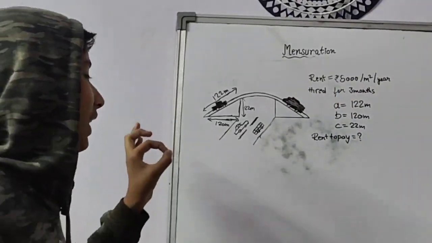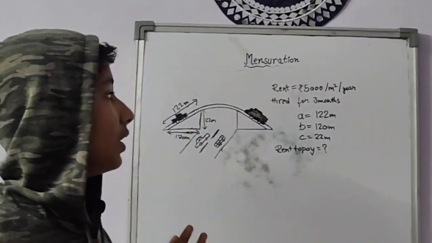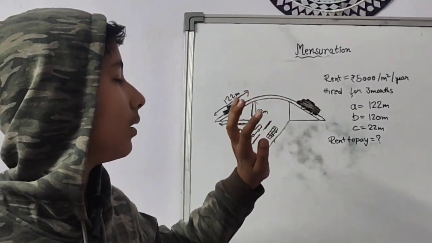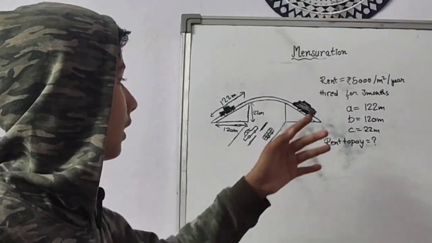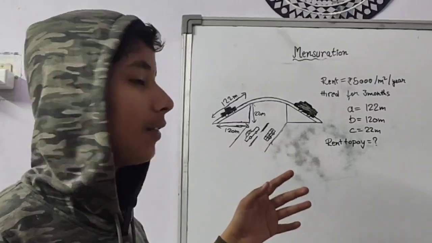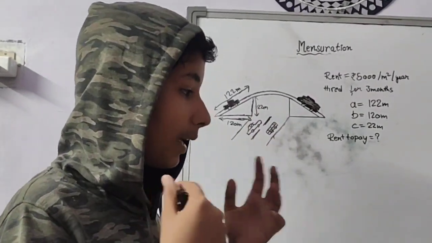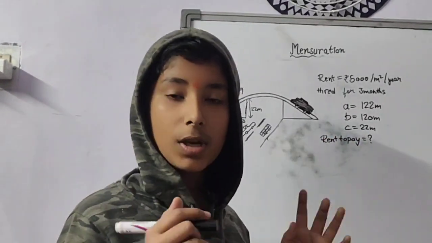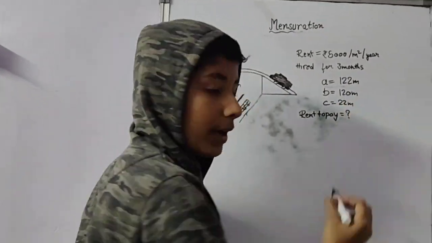We have to find the area, multiply it by 5,000, and find the rent for the time it has taken, which is 3 months, and per year it is rupees 5,000. We have to find the rent which the company has to pay. So firstly, we have to find out its area.